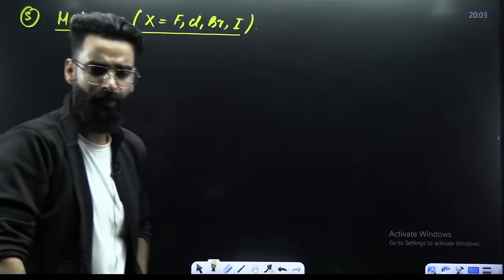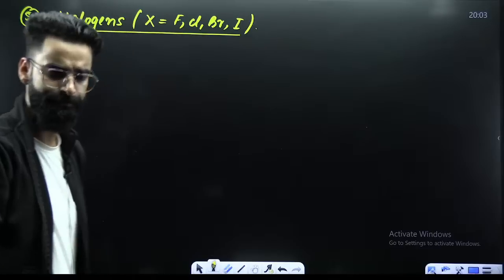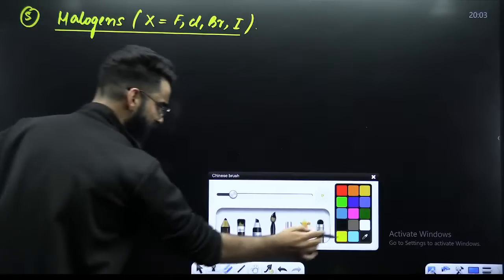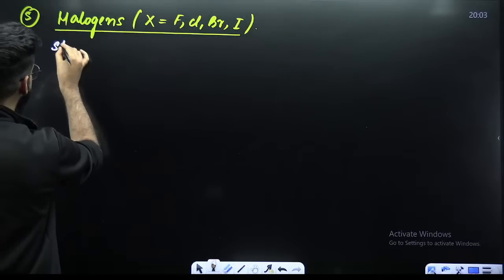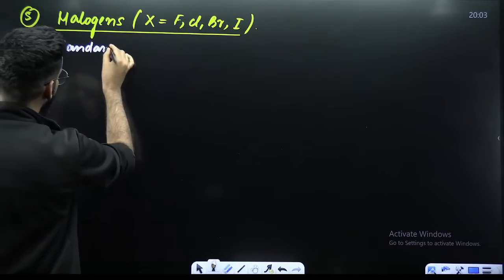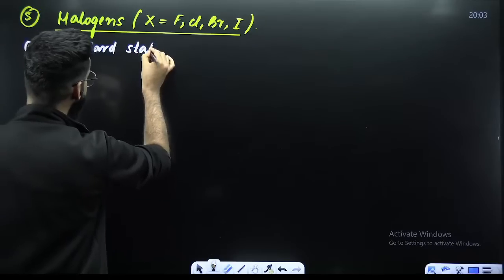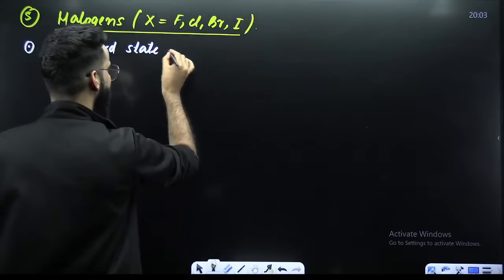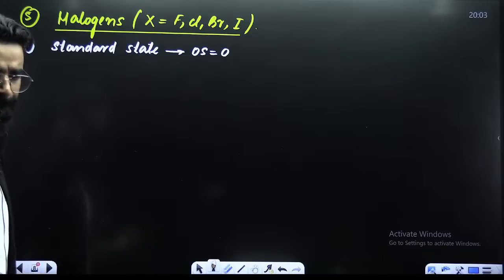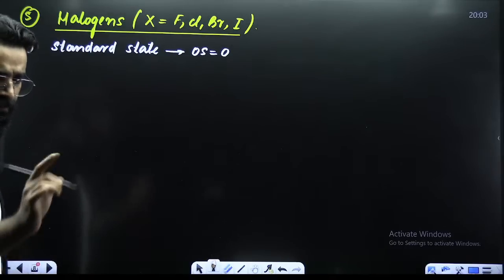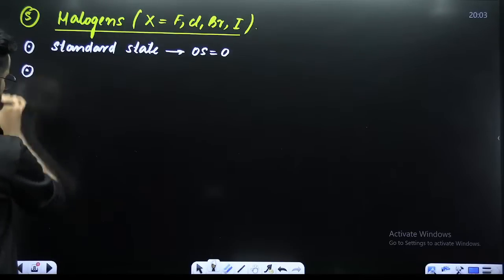Now, my dear students, what do halogens do? Understand. First point related to halogens: whenever you see a halogen present in its standard state, its oxidation state will be taken as 0. This is something which all of you must know by now. Point number 2.